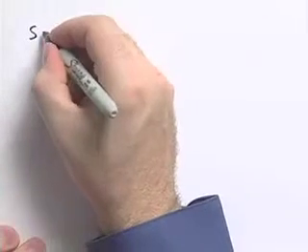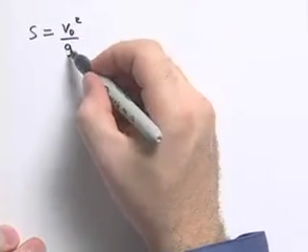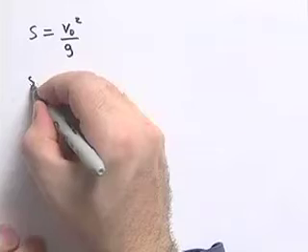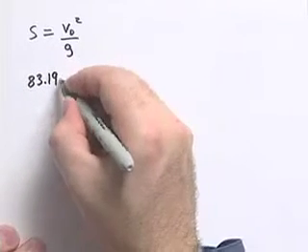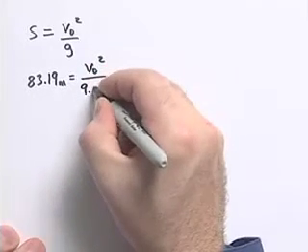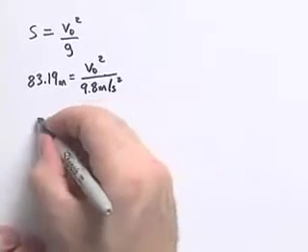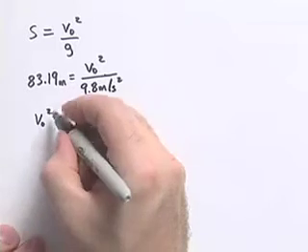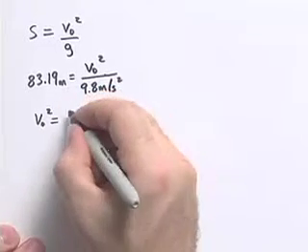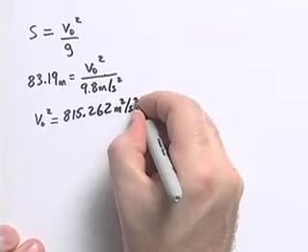We're going to begin with our equation for the linear distance traveled. We have that the distance traveled s is equal to the initial velocity squared divided by g. G is gravity. We know that the distance traveled is going to be 83.19 meters. That's equal to v sub 0 squared over 9.8 meters per second squared. If we solve this for v sub 0 squared, we'll get v sub 0 squared is equal to 815.262 meters squared per second squared.